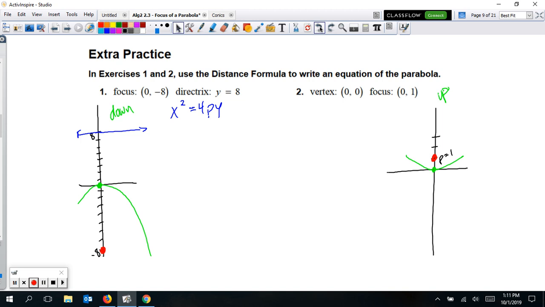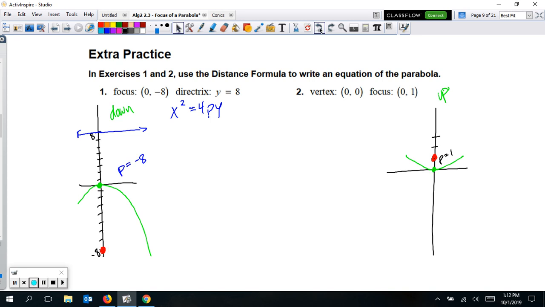Okay, so I know to use the x squared one, the one I wrote down on the side, x squared equals 4py, because with this one you're able to write the equation very quickly. This is a form they often like to have because the x squared is by itself. We just need to figure out, what is the p number going to be? Remember, the p number is going from the vertex to the focus. So from 0 to negative 8, that's in a negative direction, so our p has to be negative 8.